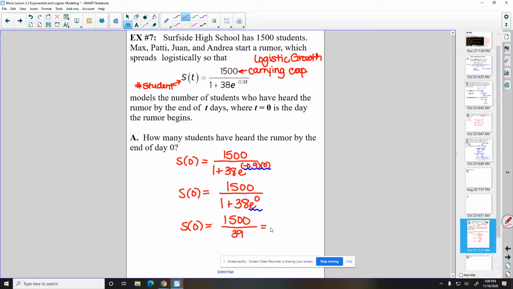And then you can just grab a calculator to do 1,500 divided by 39. I don't have the exact decimal in front of me, but I think it's about 38. And that would be the number of students. So these 4 kids start a rumor, and by the end of the day, 38 students know about it, which truthfully, I feel like it would actually be a lot more than that, right? High schoolers tend to love rumors, don't they?